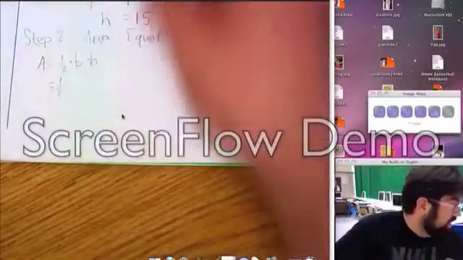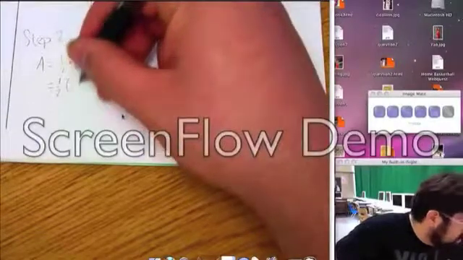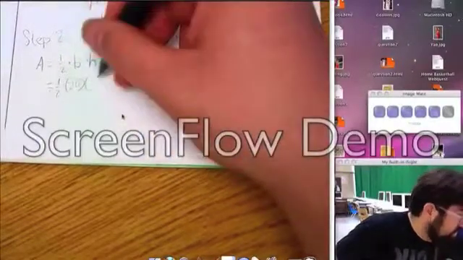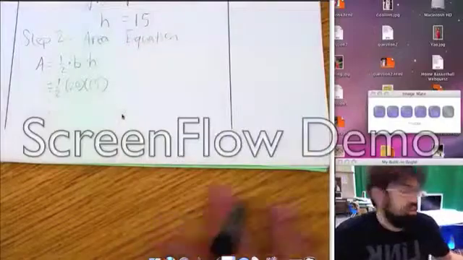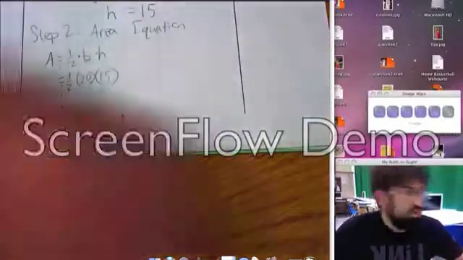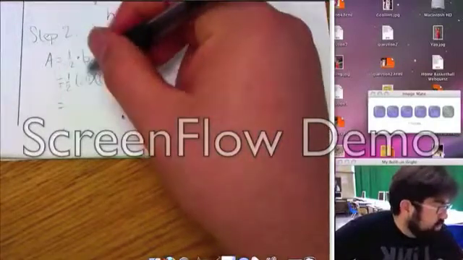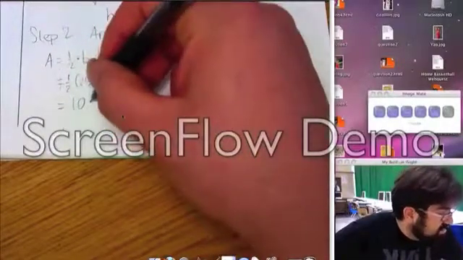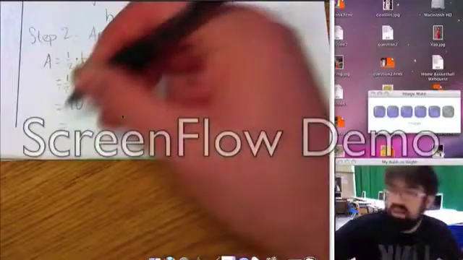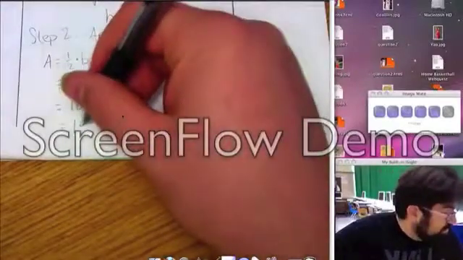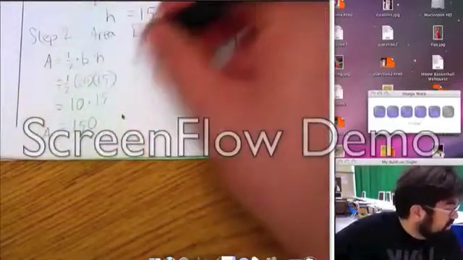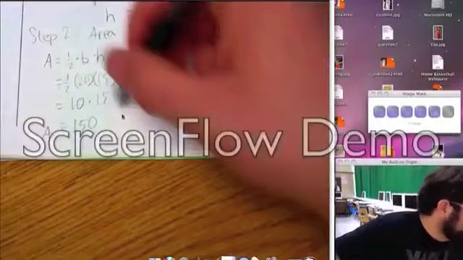1/2 times the base, well that is 20, times the height. We just found that, 15. I'm going to do a little fancy maneuver. Half of 20 is 10. And 10 times 15, 150. I never put any units on it. Let's call it feet squared.